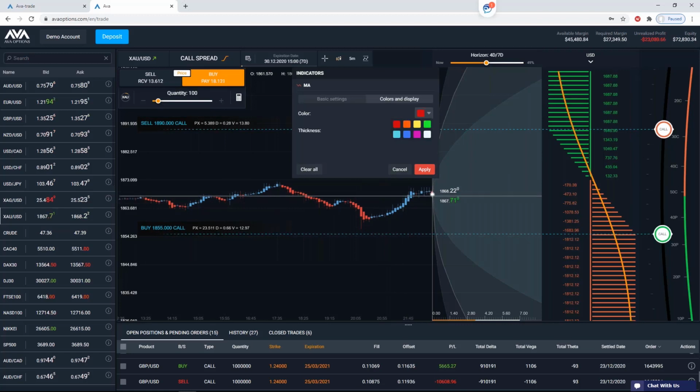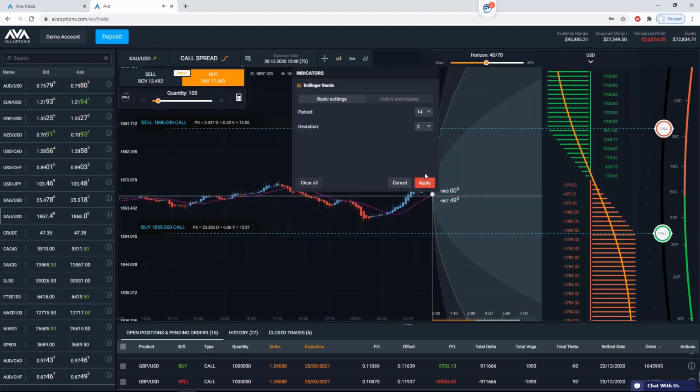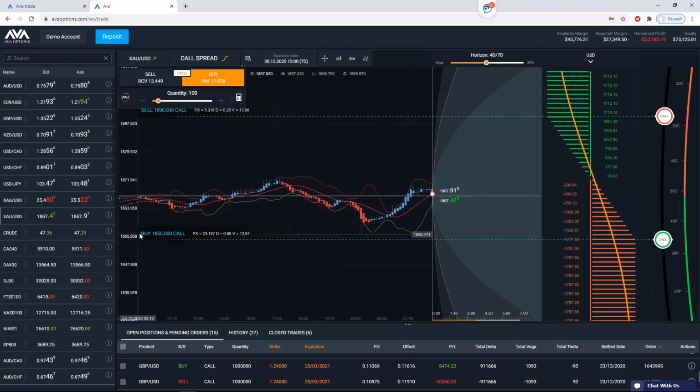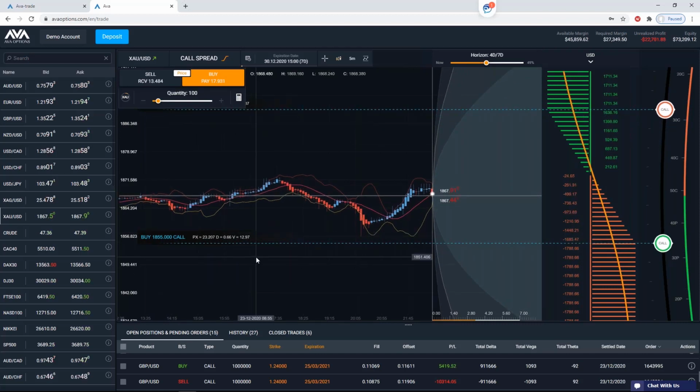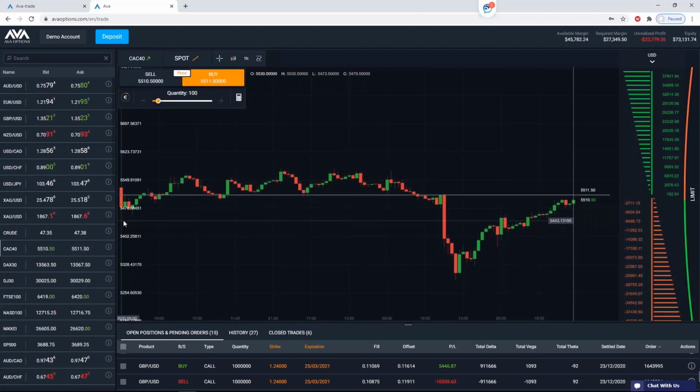I like to put it in purple. So let's make it a little bit thicker. Apply, there you go. And we can also add something like Bollinger Bands. Again, we are going to be adding more indicators over time. So there's your trend lines, and they'll stay as you move. Oh, nope, they're supposed to stay, but they don't. I guess you have to add them back in.